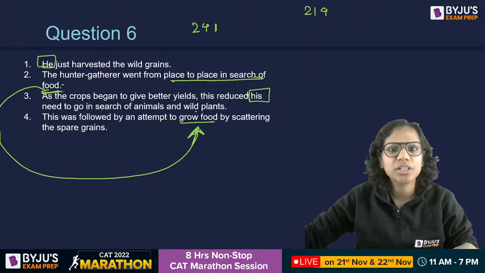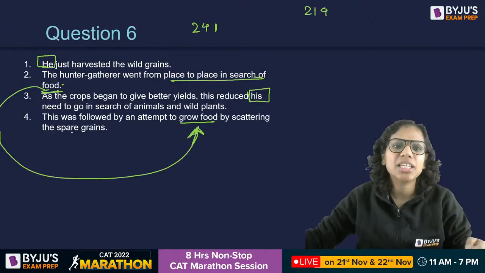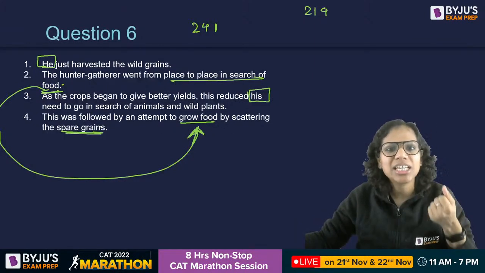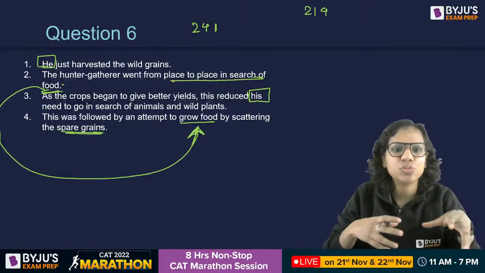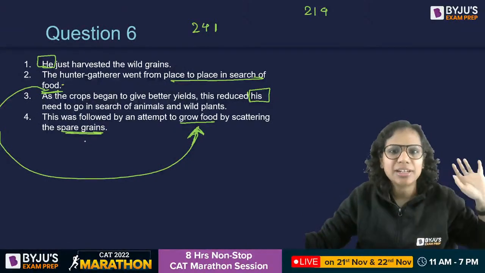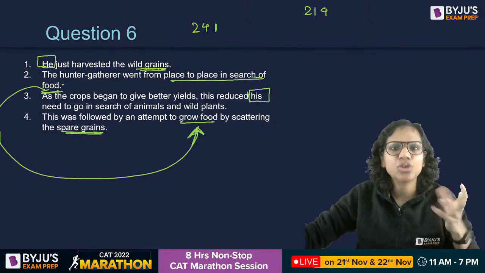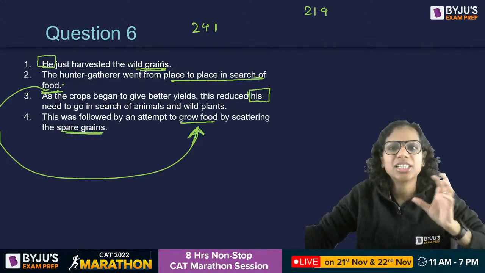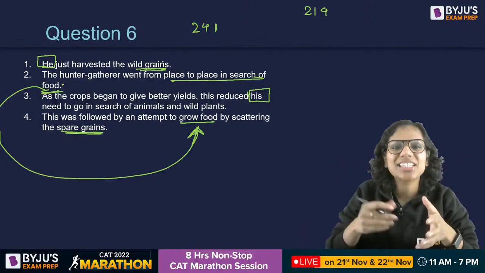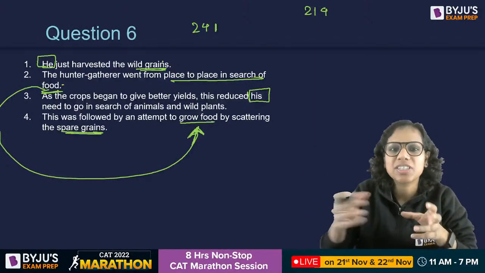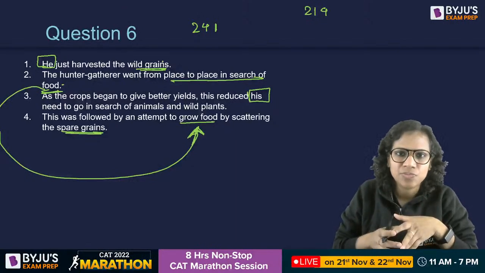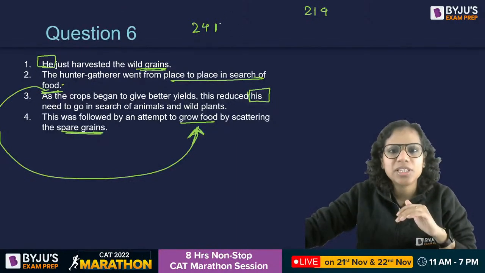So, sequential relationship here. How? By scattering the spare grains. Whatever grains he collected by going from place to place, those grains were scattered and grown. He just harvested the wild grains. तो ये कौन से grains थे जो उसने collect करे थे जगह जगह जाकर? Yes, the grains that he had collected by going from place to place. These were wild grains that were collected, right? So then he just harvested them.